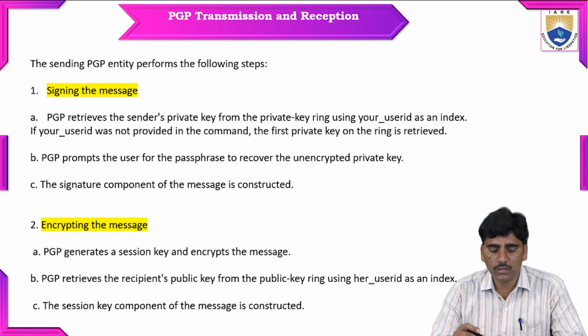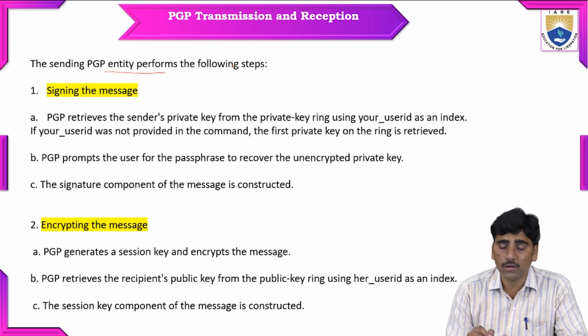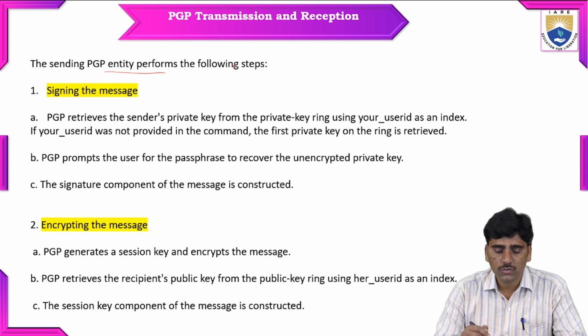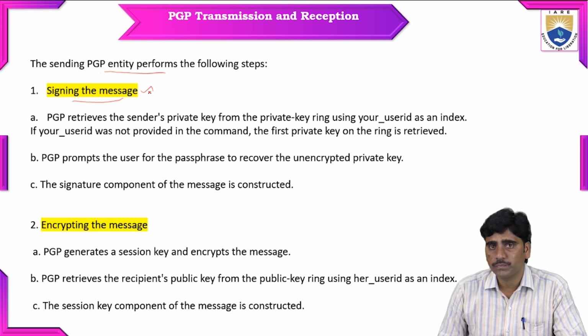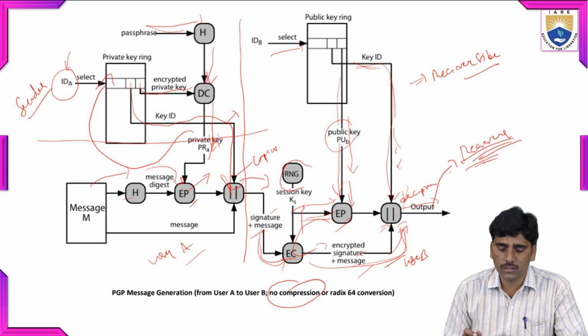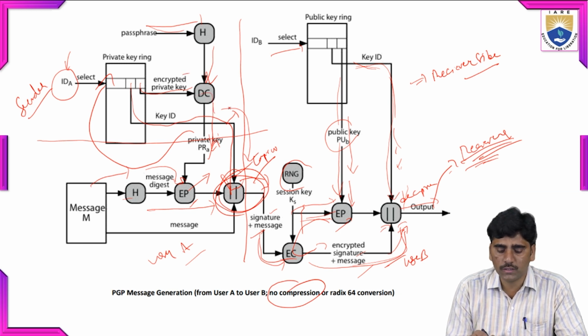Here we see the following steps. The sender PGP entity performs the following steps. The first one is signing the message. How will the message be signed? Here you can see the message will be signed. This is the message and this is the signature, with the help of keys, with the help of the encrypted private key along with the key ID. Now the signature is applied here.